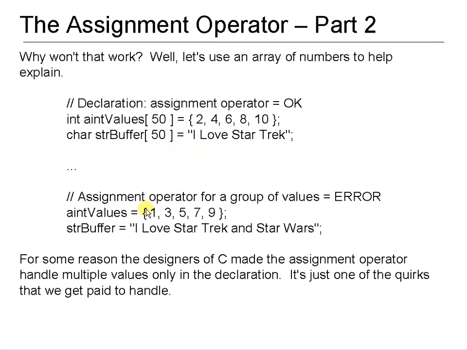Now later on, if I try to use the assignment operator with a group of values on my array of numbers, so if I say int values equals curly brackets 1, 3, 5, 7, and 9, that obviously won't work. I have to address each cell in the array one element at a time. And so the same thing goes with str_buffer. For some reason, the designer of C made the assignment operator handle multiple values only in the declaration. It's just one of the quirks that we get paid to handle.